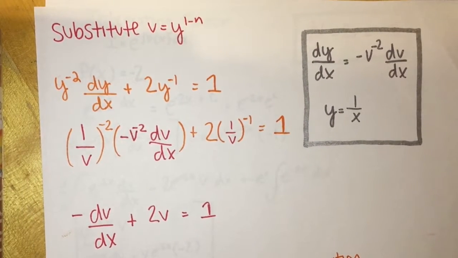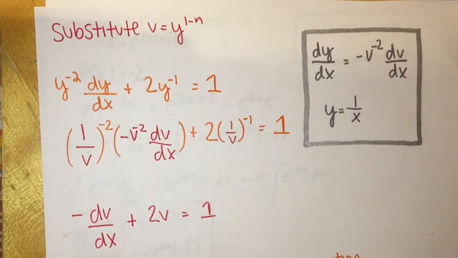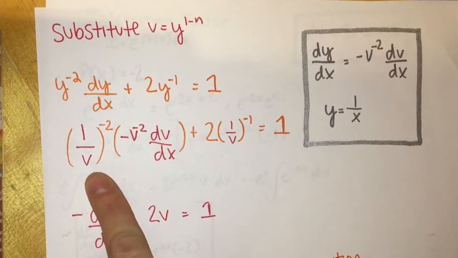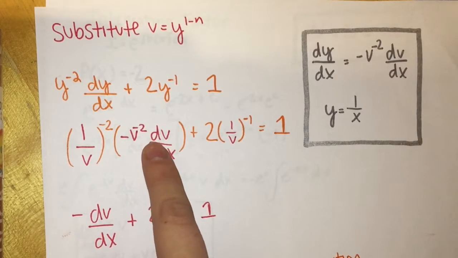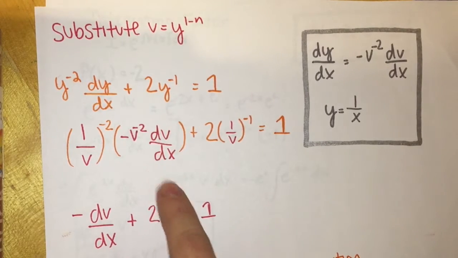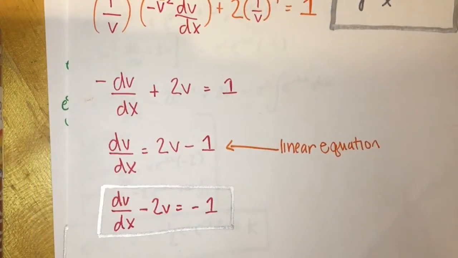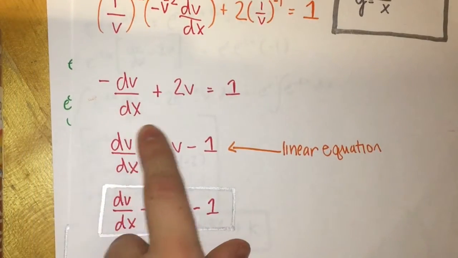So now we're going to actually do our substitution. And here's the original problem we ended up with after we divided everything by y to the second power. And so we're substituting in 1 over v for y, negative v to the negative 2 dv over dx for dy over dx. And once we do that, we end up with this equation.